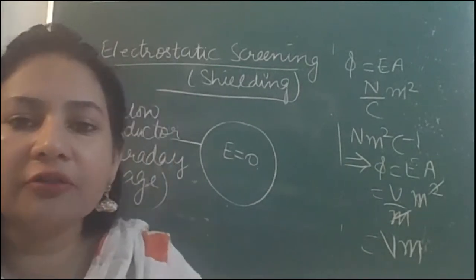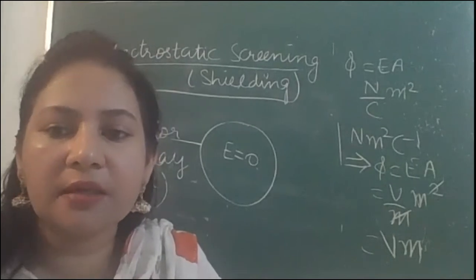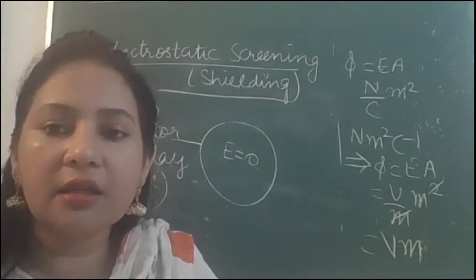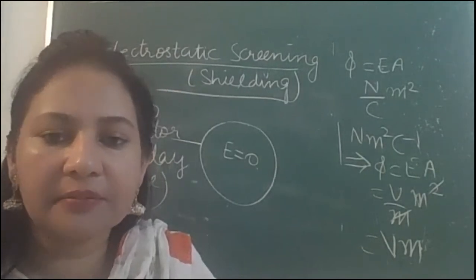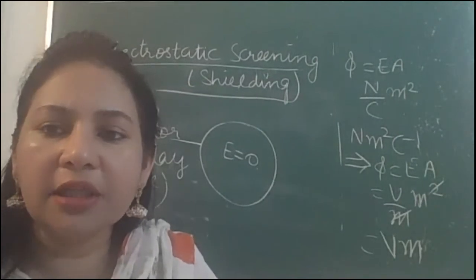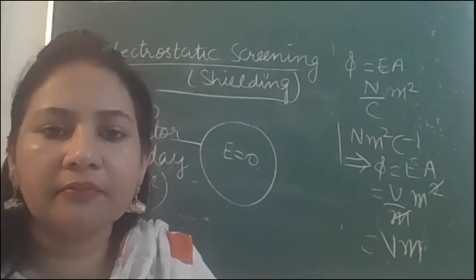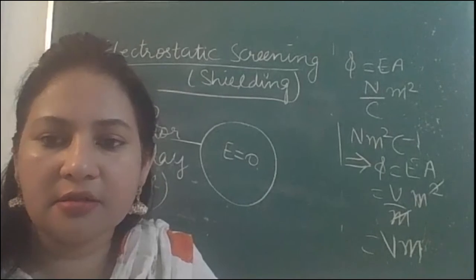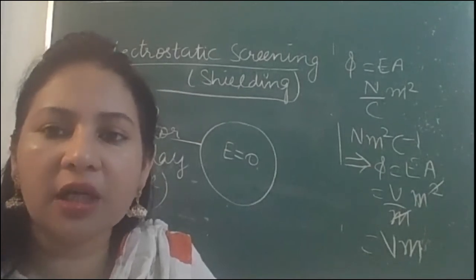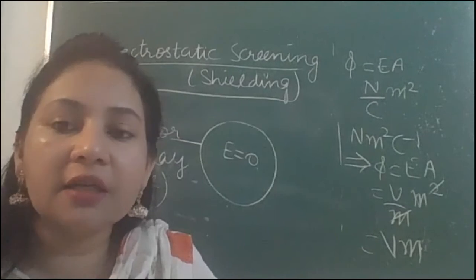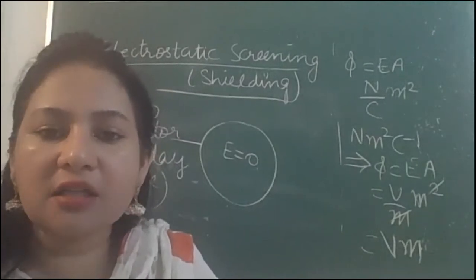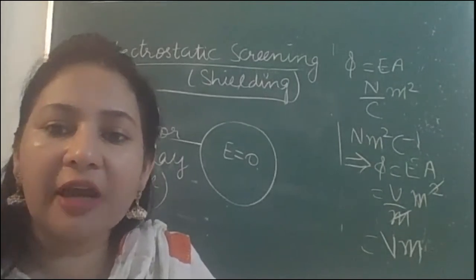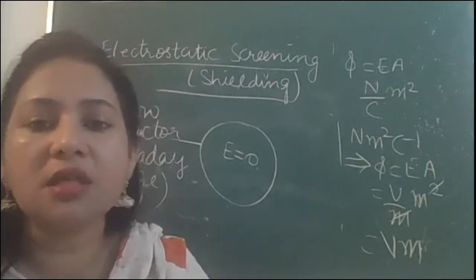The protection of delicate electrical appliances from external unwanted electric fields by keeping them inside hollow conductors. This is called electrostatic screening, and these hollow conductors are called Faraday cages. So like in this case, that box was a Faraday cage.